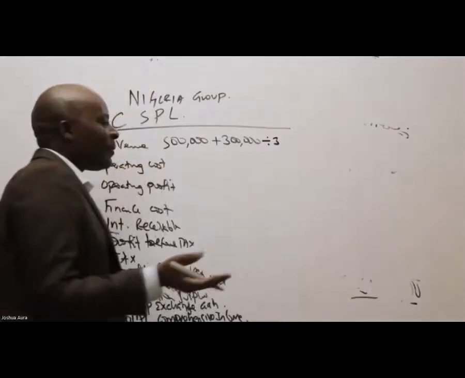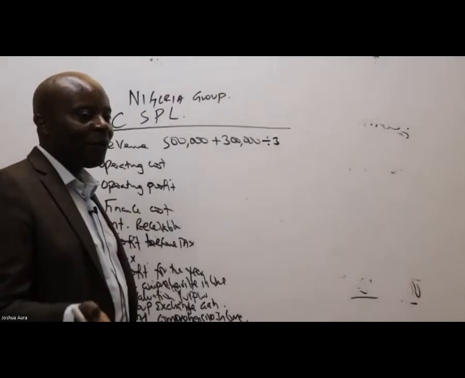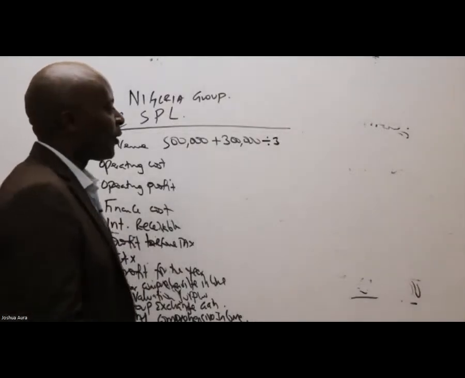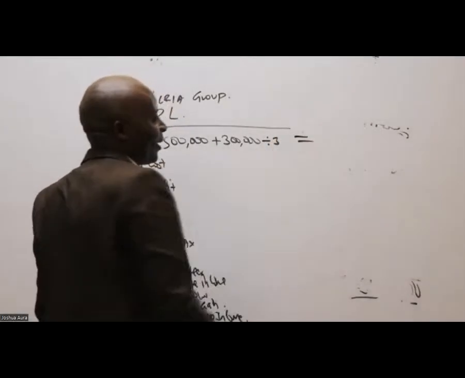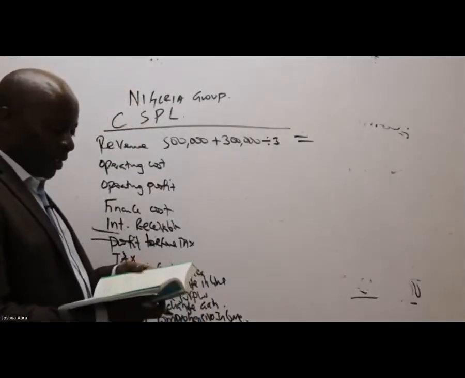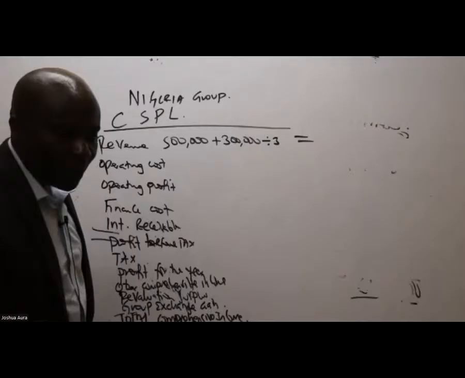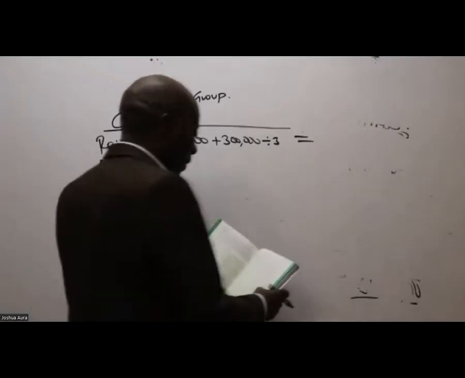Haya, unajua hii haina mambo mengi. So hebu nipatie hapa figure. Nipatie figure tuone 500,000 plus 300,000 itakuja ngapi? Inakuja 600,000.